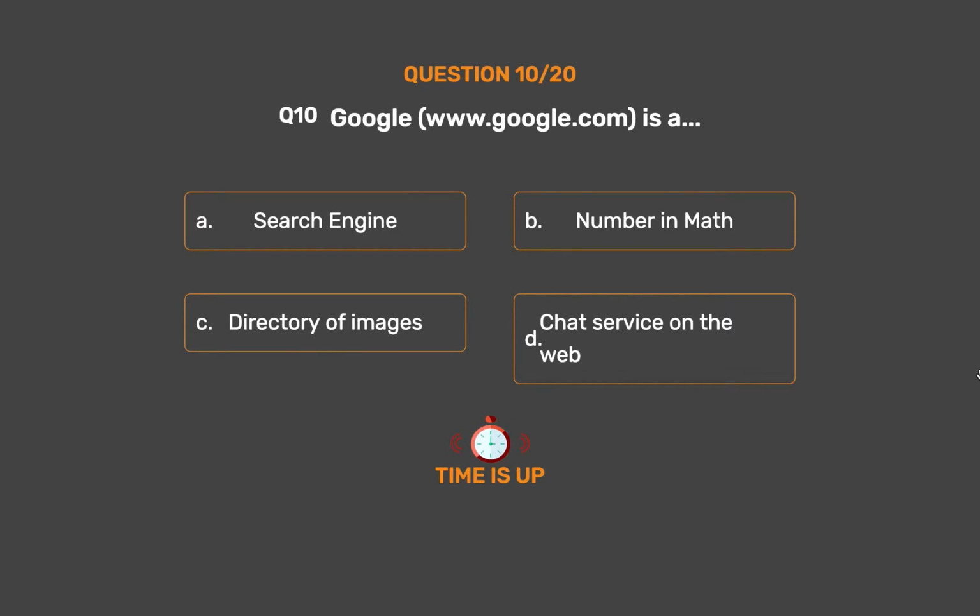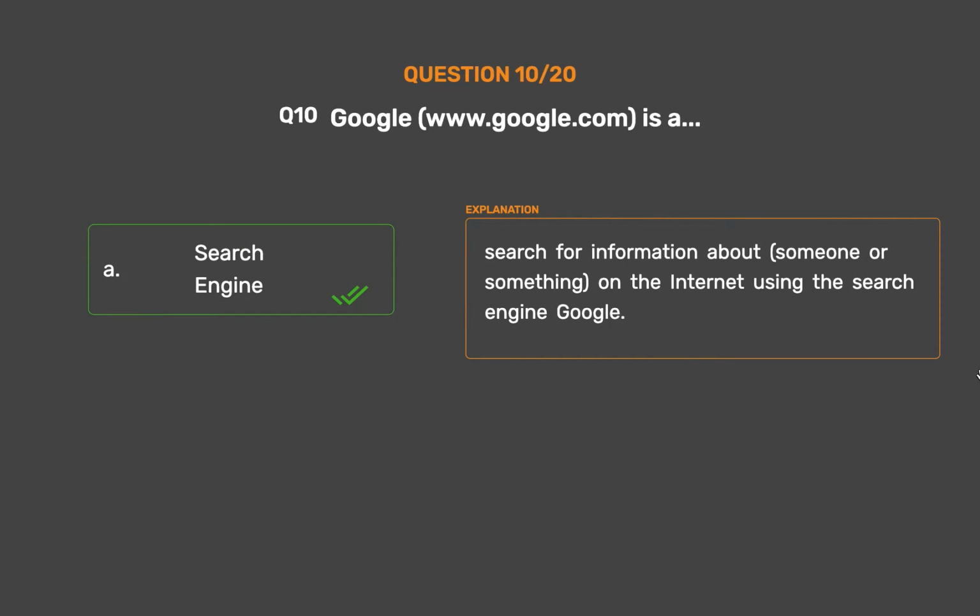The correct answer is option A. Search engine. Search for information about someone or something on the internet using the search engine Google.